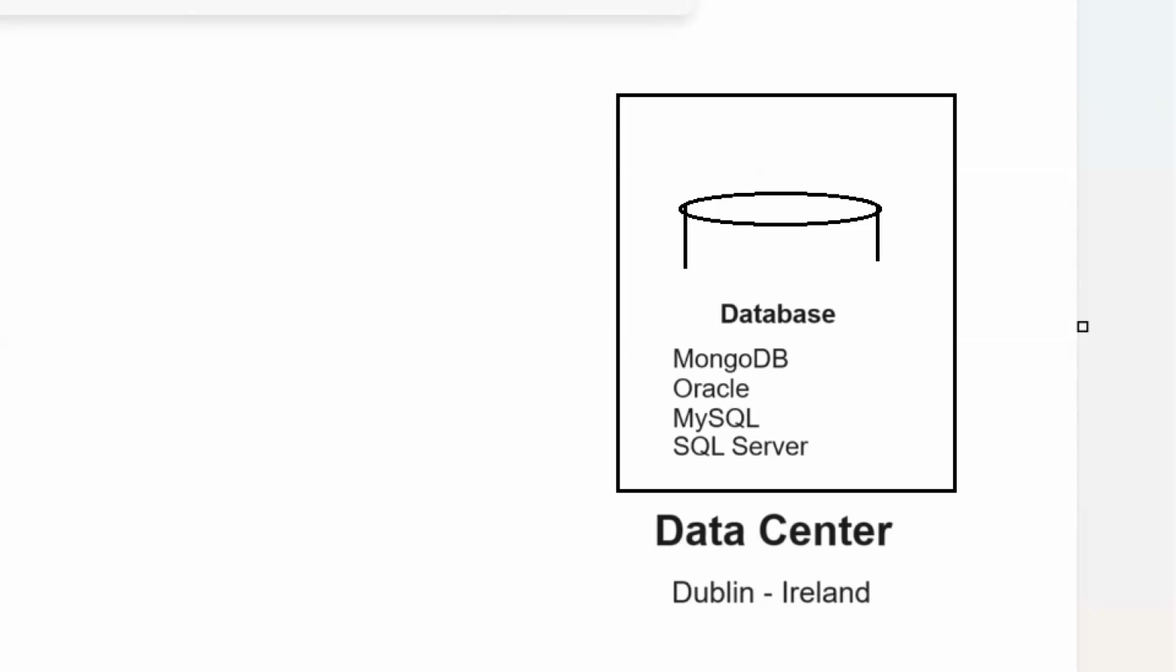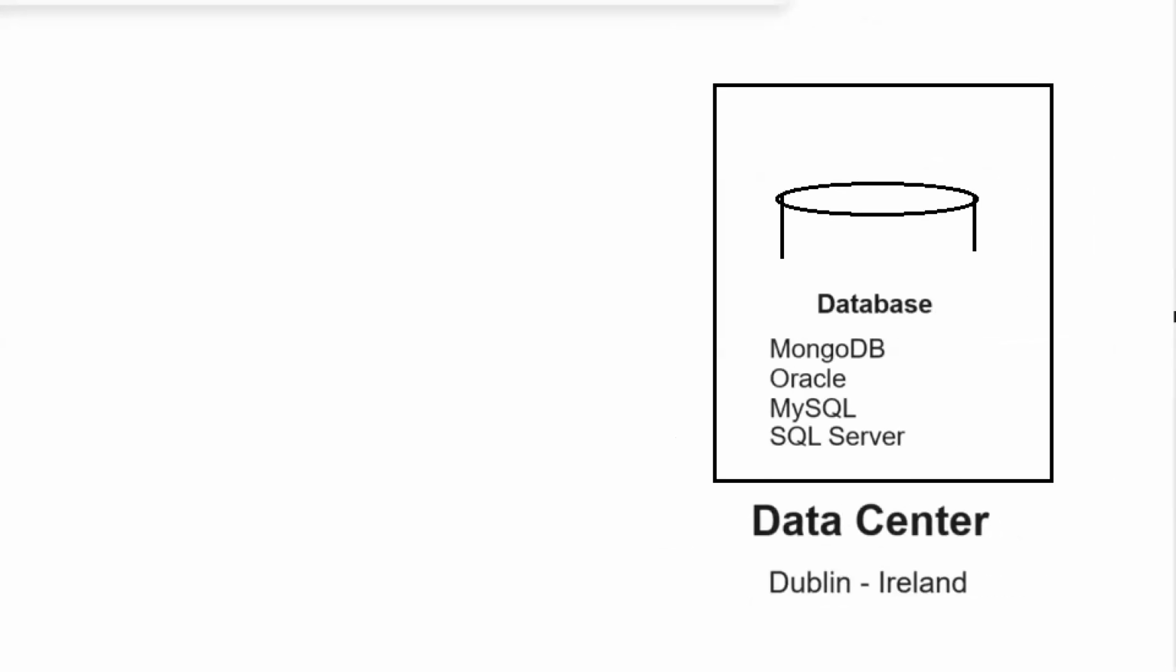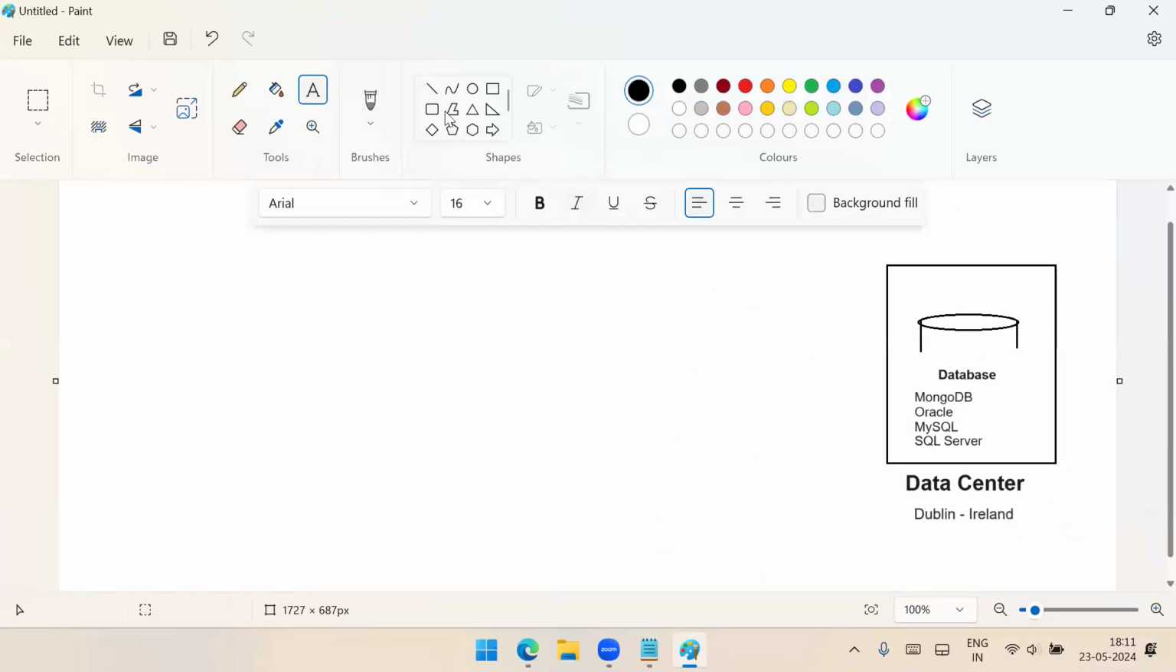Database is a software. Data center is a hardware. It is physical. Data center is a container like, right? And database is a software. In the database, data is kept. It is accessible through this database. And we have so many database softwares. Okay.